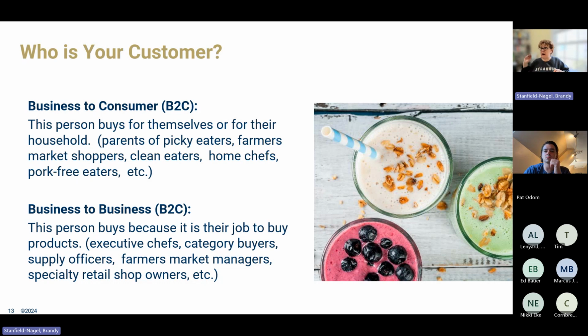That could be category buyers for a retail grocery chain of stores. That could be the farmers market managers who, if you convince them, then they give you access to the consumers.